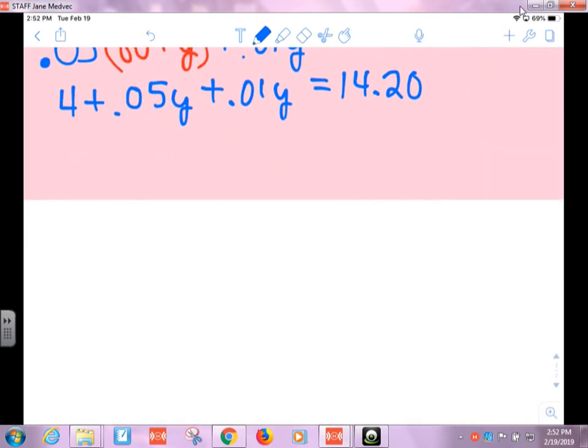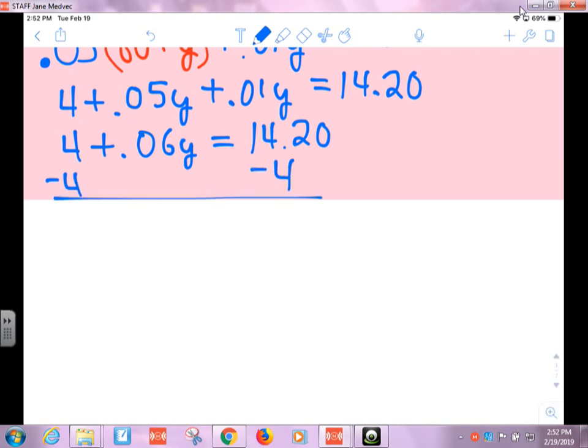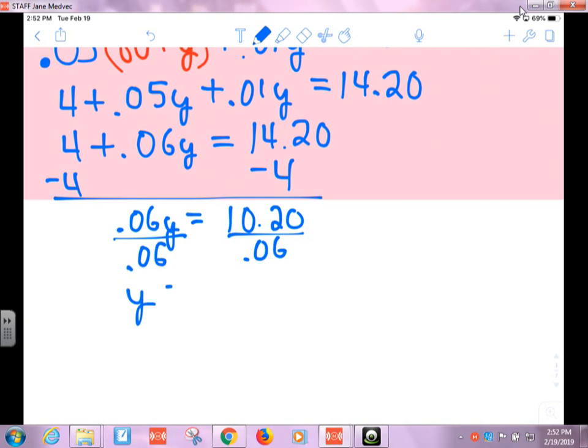I'm going to go ahead and combine like terms. So 4 plus 0.06y equals $14.20. I'm going to go ahead and subtract my 4. 0.06y equals $10.20. Divide by 0.06, and y ends up giving me 170.